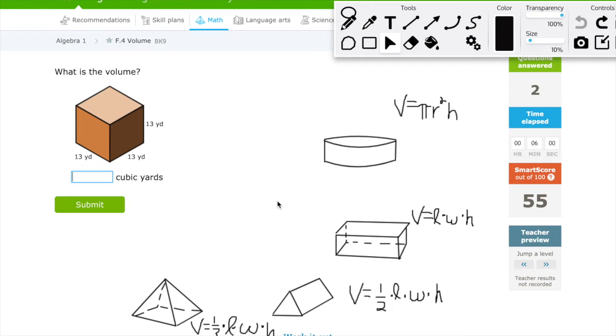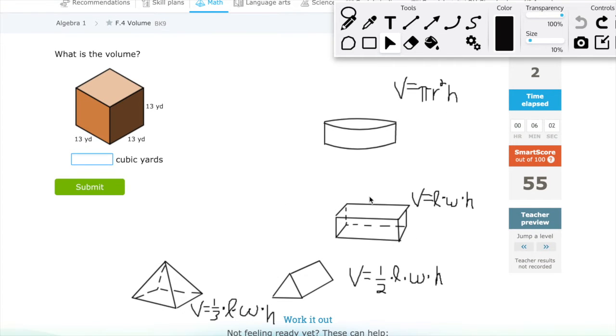What is the volume? So now we have something that fits what we have here. We're going to do length times width times height. Again, because it is multiplication, the order doesn't matter, and that's even more true here because all these numbers are the same. So it's basically 13 times 13 times 13. So 2,197.